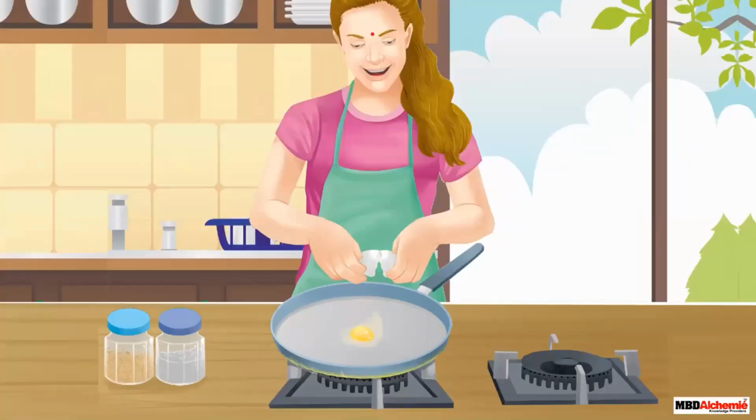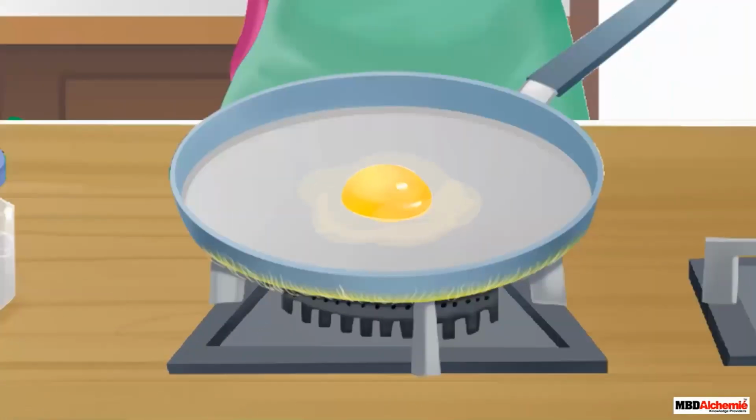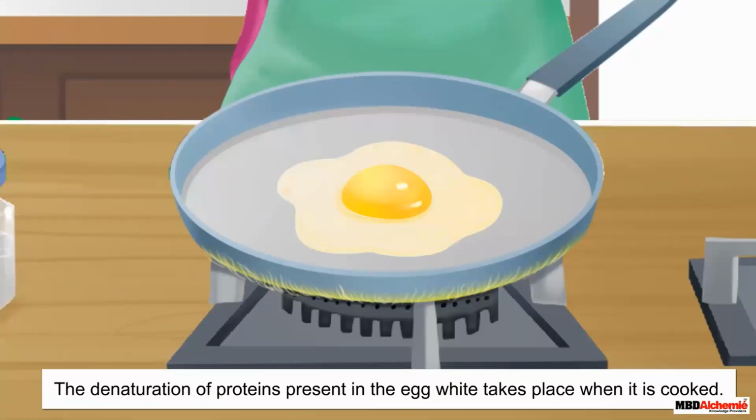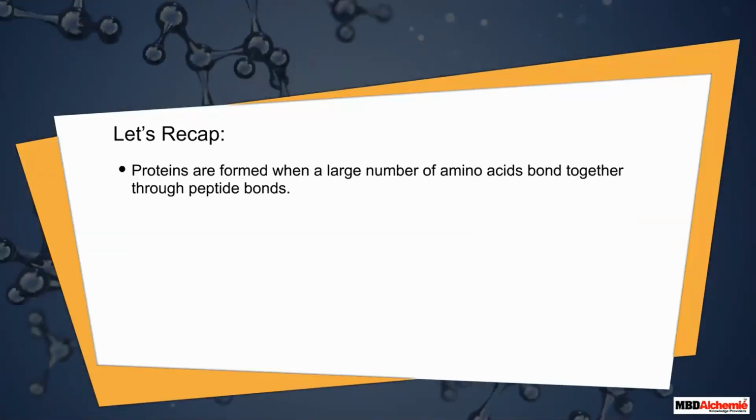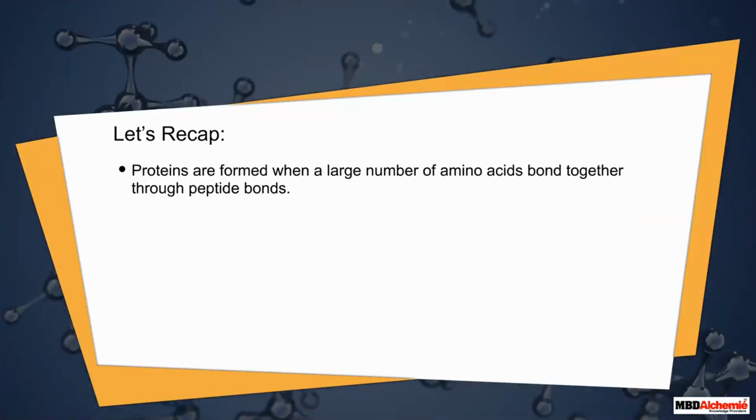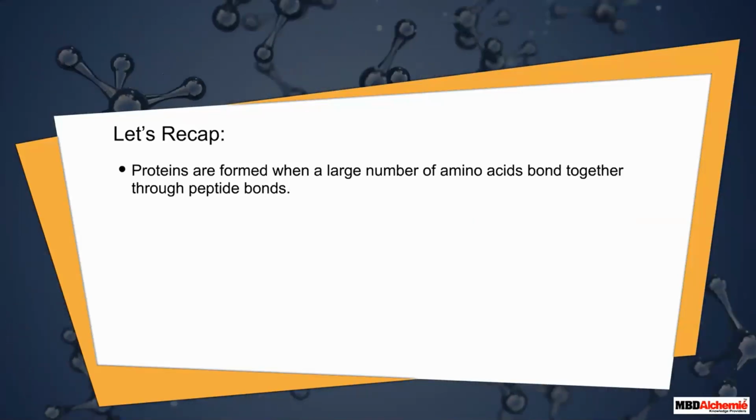When we cook an egg, the egg white gets coagulated. This is because of the denaturation of proteins present in the egg white. Let's recap. Proteins are formed when a large number of amino acids bond together through peptide bonds.